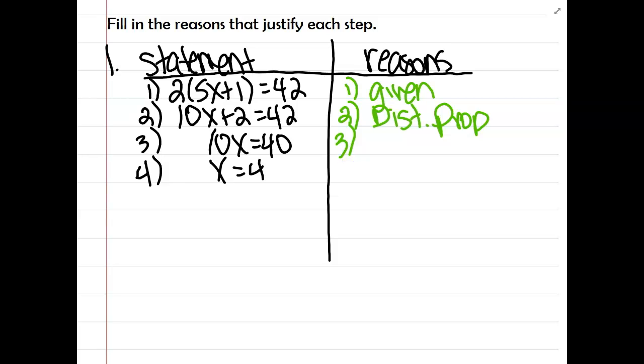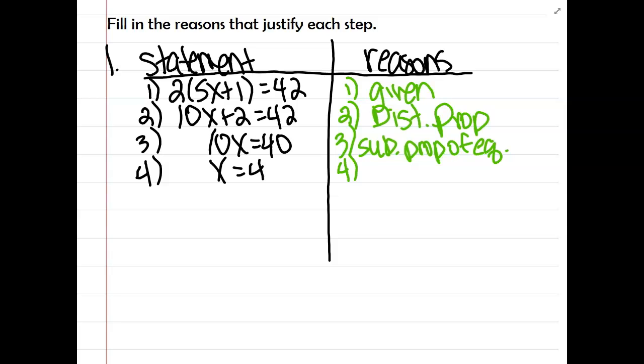Okay, step 3, you need to say, okay, how did I get to step 3? From step 2 to step 3, what did they do? Okay, they subtracted the 2, right? What property tells me I can subtract 2? The subtraction property of equality. So subprop of equal. Remember, you can abbreviate there.